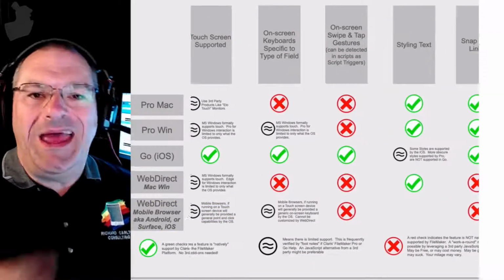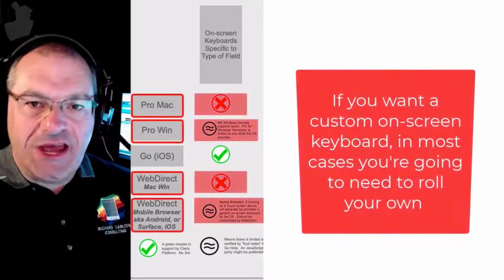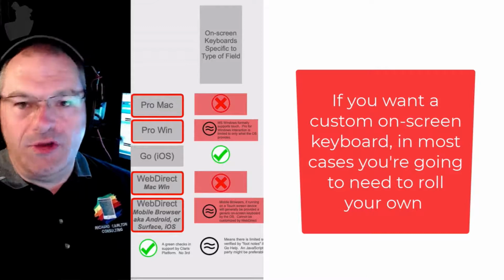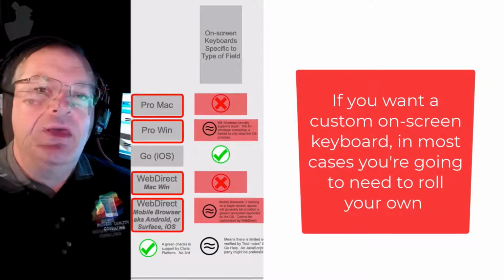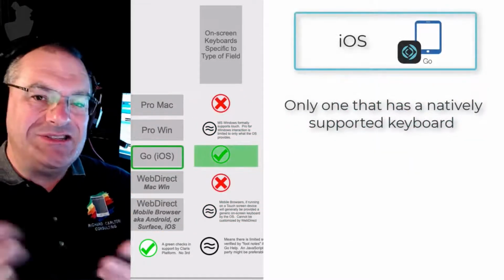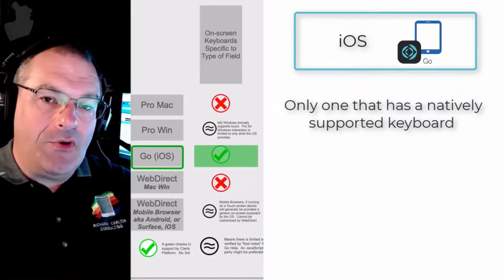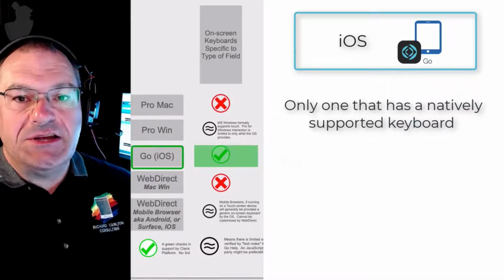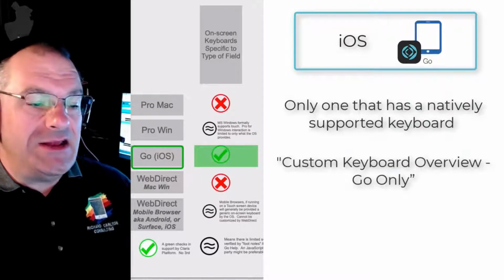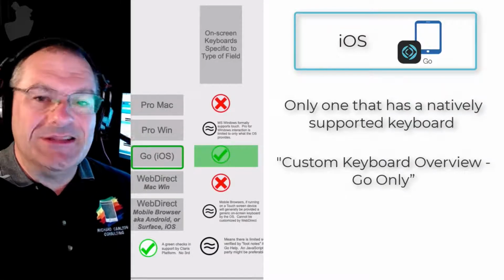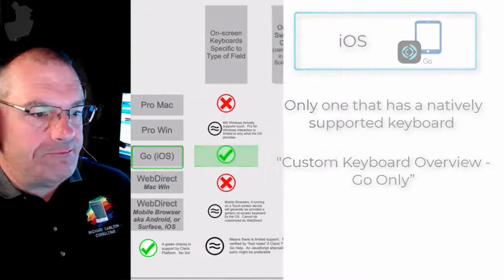Understand that if you want a custom keyboard, in most cases, you're going to have to roll your own keyboard on screen of some type. The only operating system where you have a natively supported keyboard, like a numeric keyboard or a text keyboard, that's really the iOS operating system. We talk a little bit about that in a video. Just understand that there's limited support everywhere else.